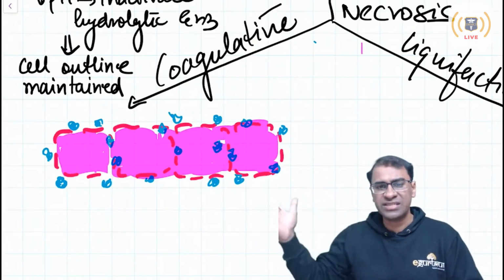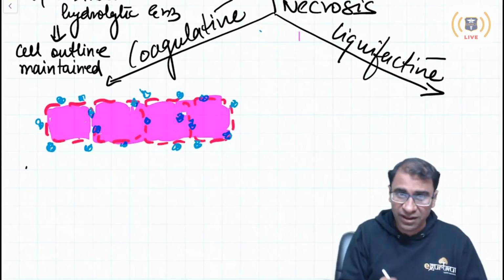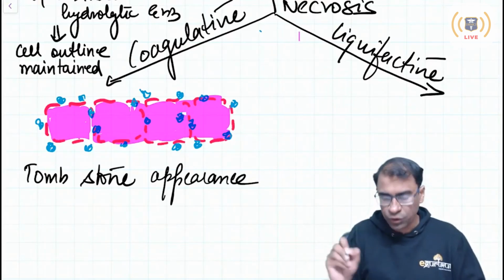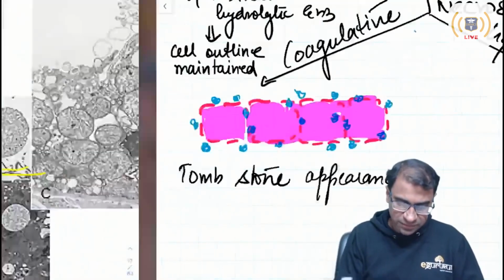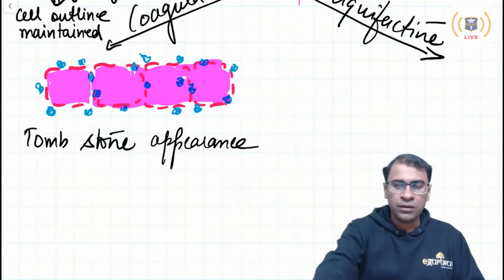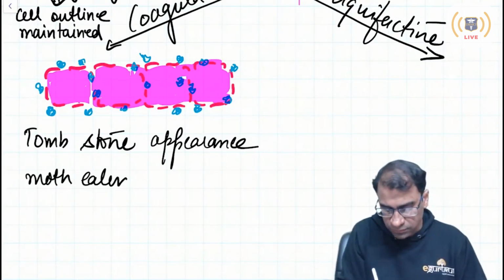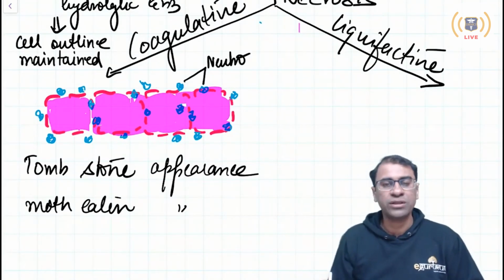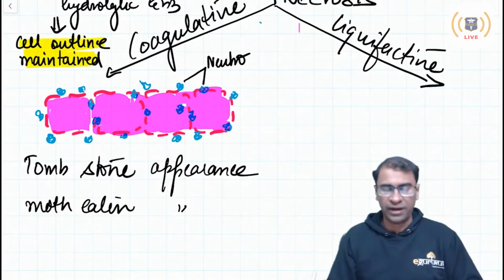What is important and striking to note in this diagram is the outline is maintained. Because of the maintained outline, such morphological findings are referred to as tombstone appearance. Okay? They're also called moth-eaten appearance. Now see, these are neutrophils here. Tombstone appearance or the moth-eaten appearance. Remember, the morphological finding is cell outline is maintained. This line is very important. The cell outline is maintained.